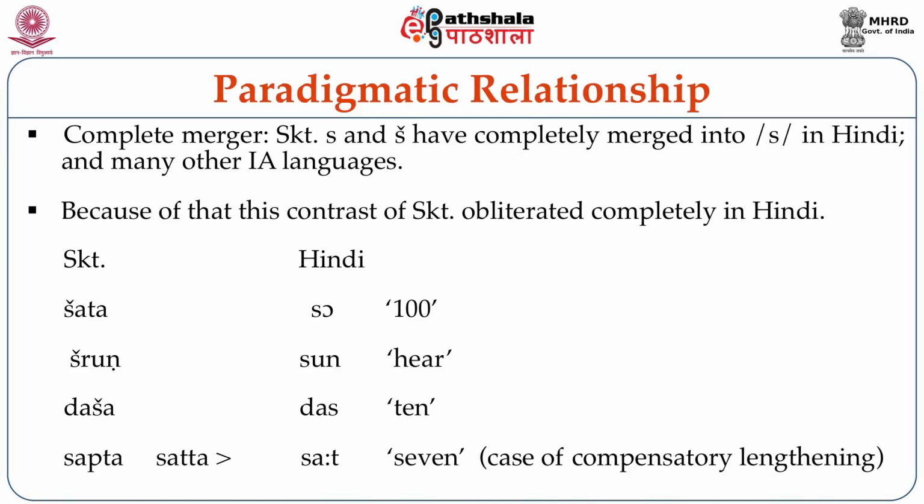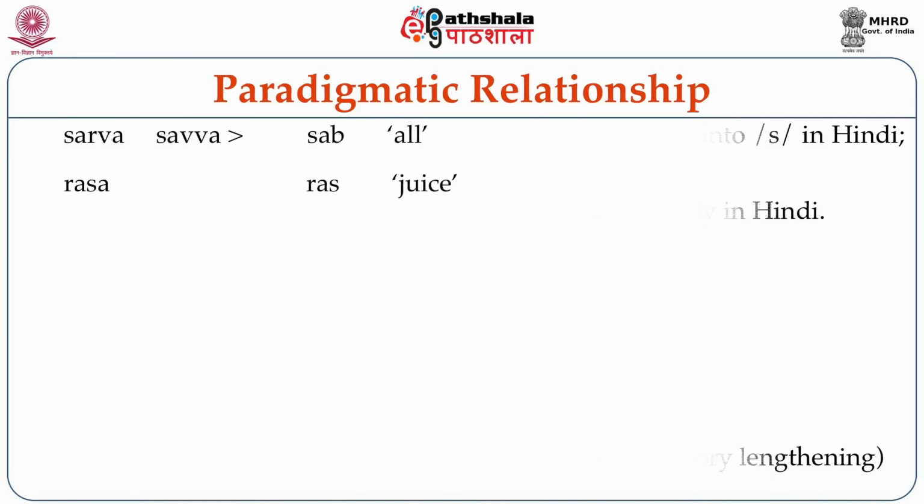Sapta from Sanskrit which means 7 becomes satta in Prakrit, and then in Hindi it becomes sat. So here we have a case of compensatory lengthening. Sarva of Sanskrit, which means all, becomes Sarva in Prakrit and then Sab in Hindi. Like this, we have instances of complete merger in languages.